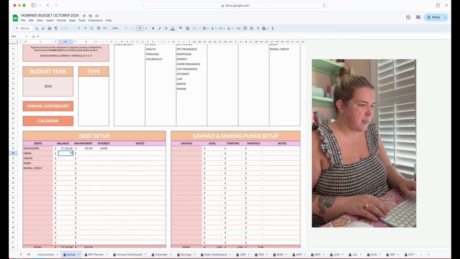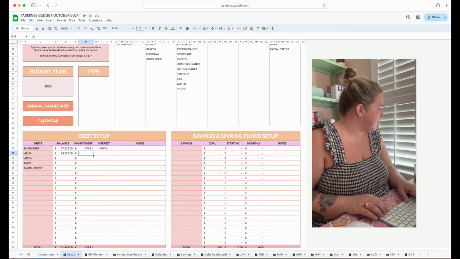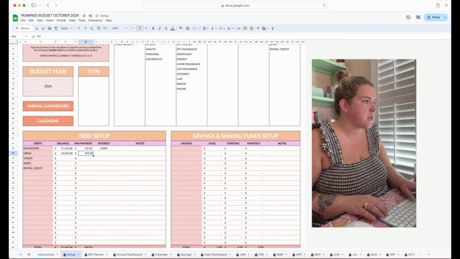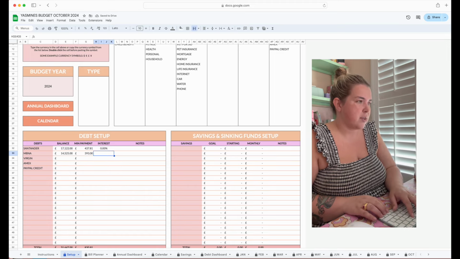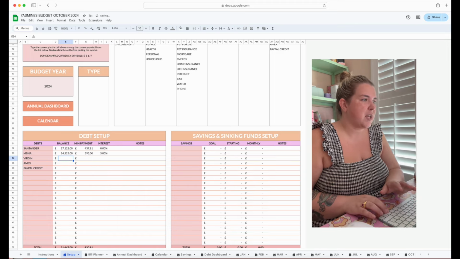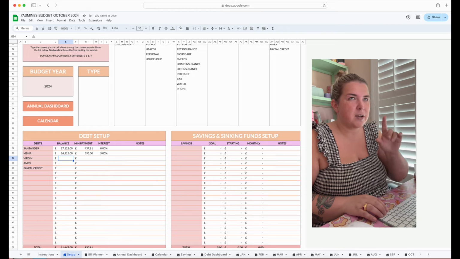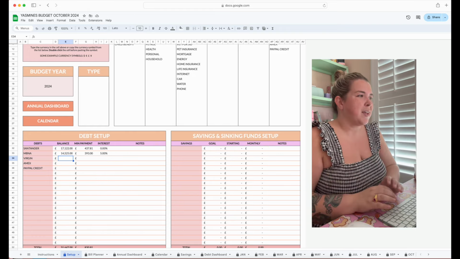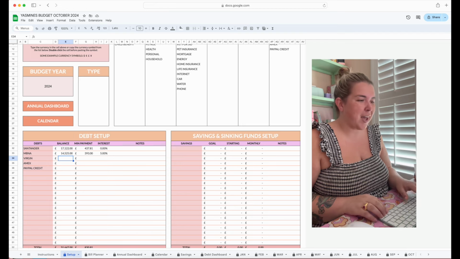MBNA is 14,525, and the minimums on that at the moment are £393, and I'm going to say the interest is 5%. It is more than 5%, but it's on a small proportion of the debt, so it's very hard to work out.